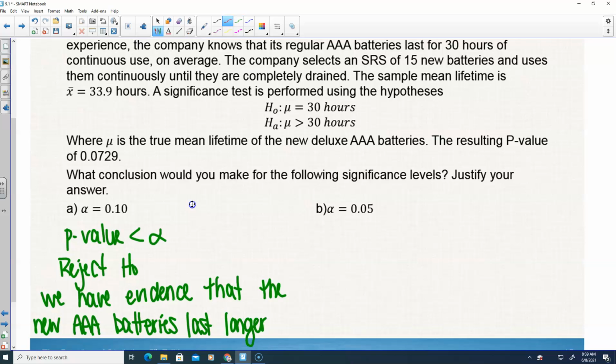But if we switch that to a different level of significance, like 0.05, that 0.07 is now larger than 0.05. So we fail to reject the null. And we say the same thing as that green sentence there, but we say we do not have evidence that the new AAAs last longer.